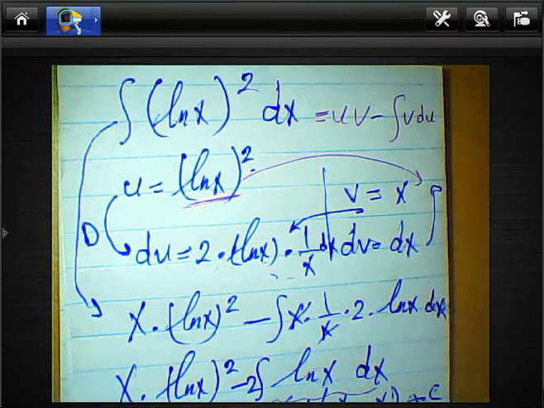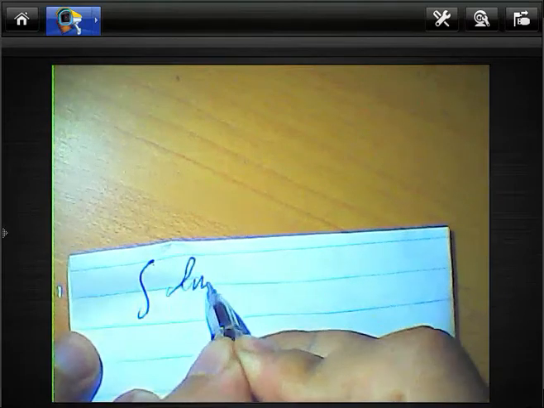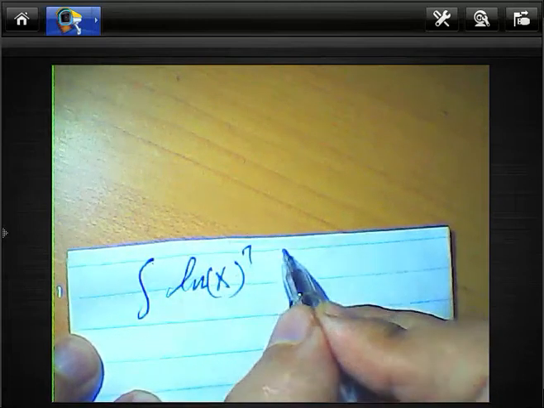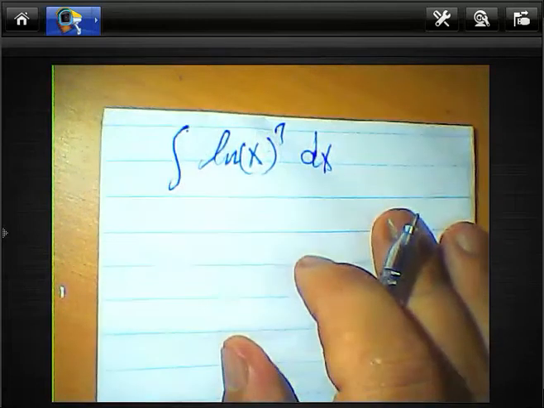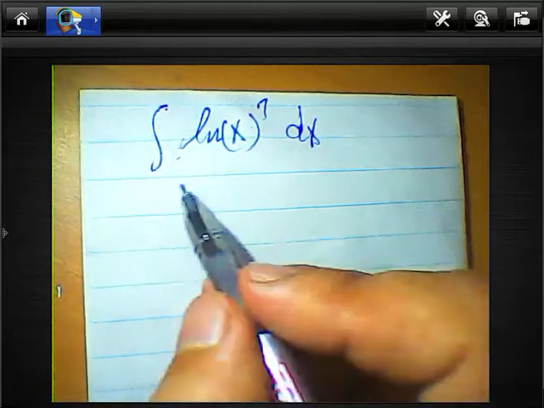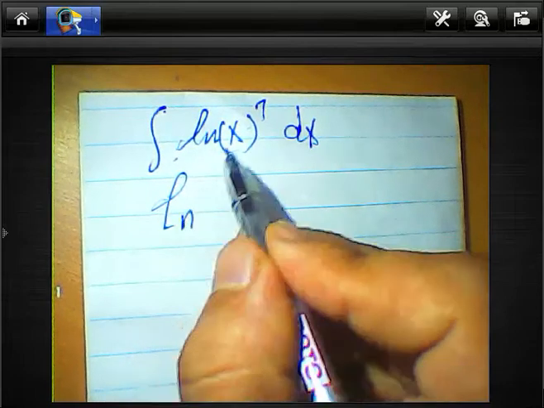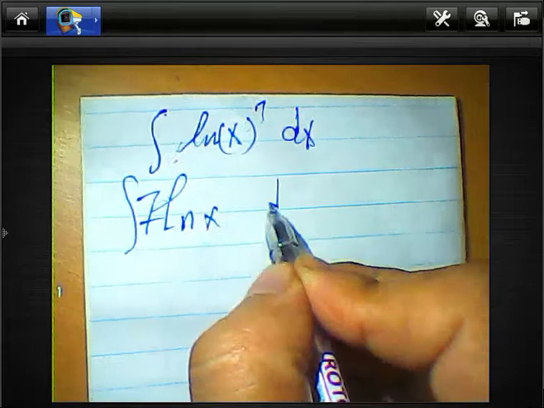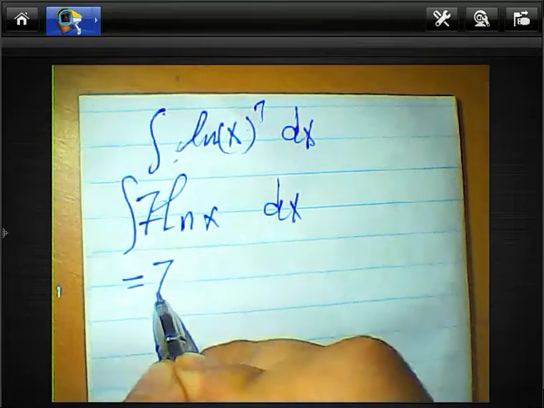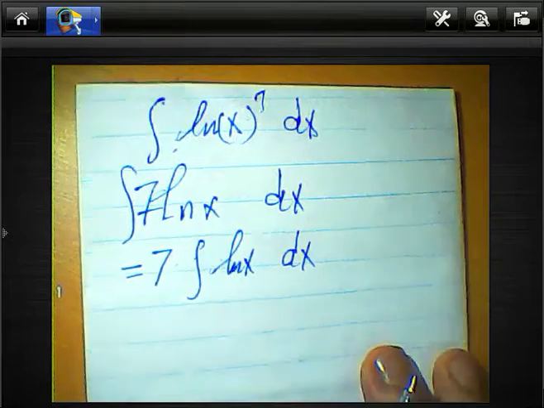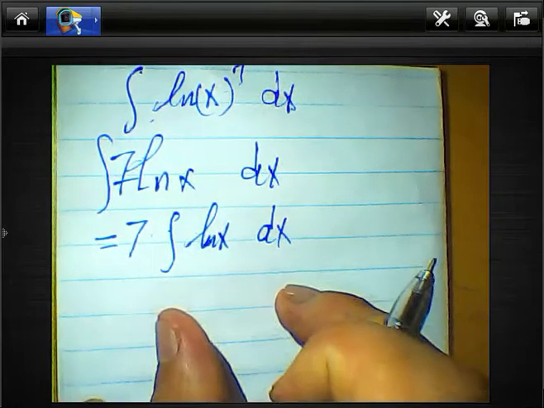Okay, another example, we want to find the integration of ln of x to the power 7 dx. We know we can drop 7 outside, it's a property of ln. We can write the integration of 7 ln of x dx. So we can write 7 times the integration of ln of x dx. We can find it by using integration by parts.